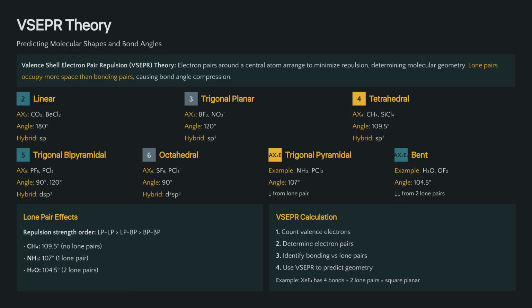VSEPR theory helps predict molecular shapes and bond angles by minimizing electron pair repulsion. Lone pairs occupy more space than bonding pairs, leading to compressed bond angles, which defines geometries like linear, tetrahedral, and bent.